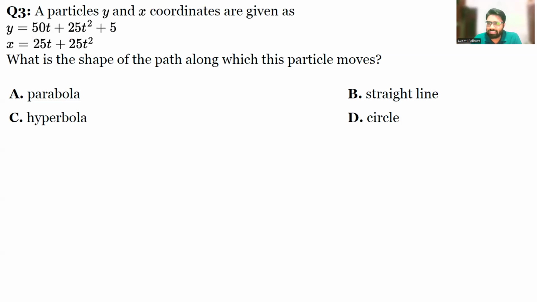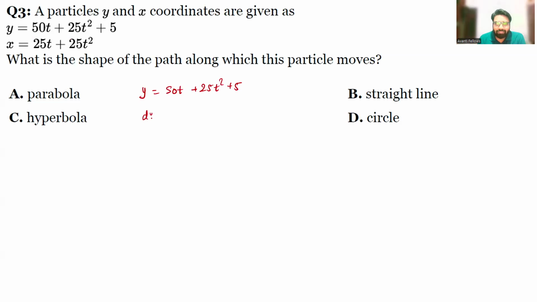First of all, this is not a straight line, and this is not a circle, and not a hyperbola, because for a hyperbola the relation should be of the 1 by x type. So the only option that can click in your mind is parabola, and the right answer is also parabola. But how can we check it mathematically? Here y equals 50t plus 25t square plus 5.